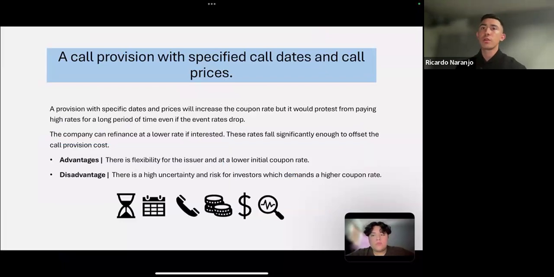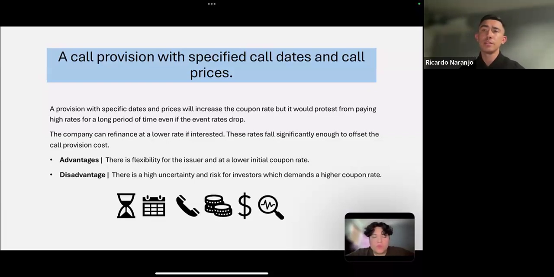Moving over to the call provision with specified call dates and prices. The provision with specified dates and prices will increase its coupon rate, and the investor must protect against paying high rates for a long period of time, even if the rates drop. Also, the company can refinance at a lower interest rate.